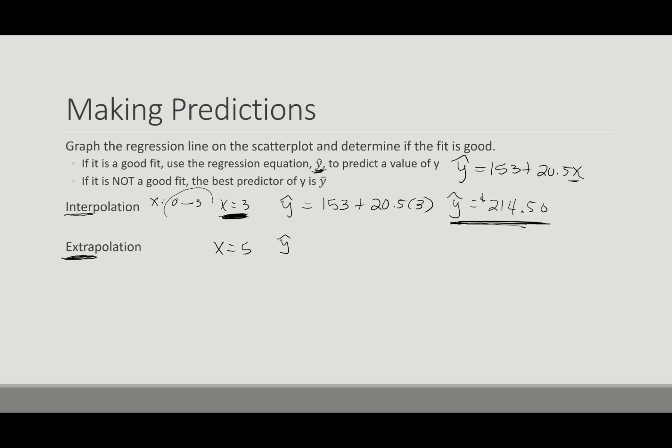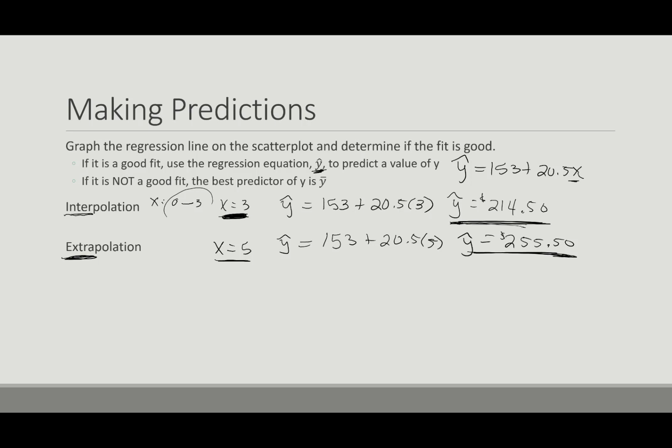Now, in order to use my regression equation, I'm going to do the exact same thing I did before. I'm going to take 153 plus 20.5, but this time I'm going to insert a 5 in there for my x value as opposed to that 3. And when I do that computation, I get a predicted value of 255.5. So this would indicate that if there were 5 children in the household, we would expect the amount spent on groceries per week to be about $255.50. And again, this is just a predicted value.